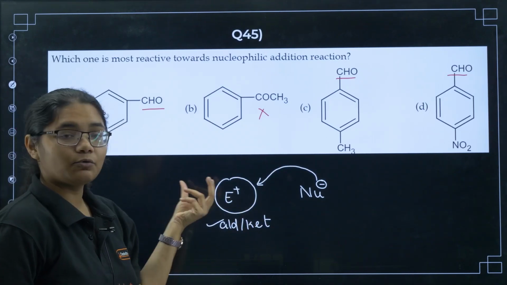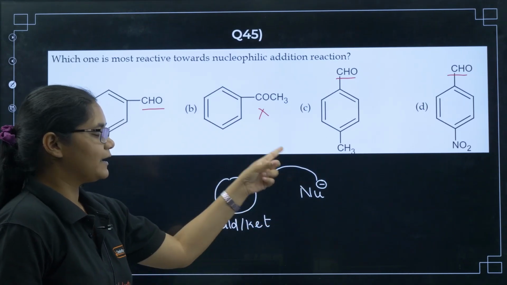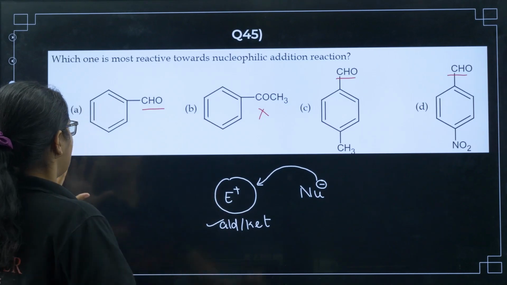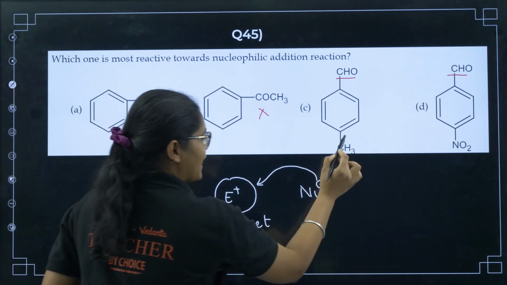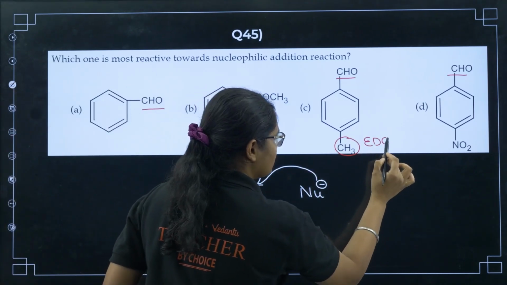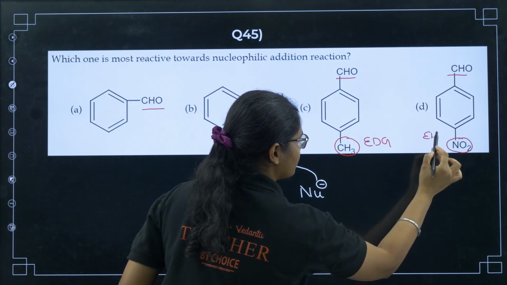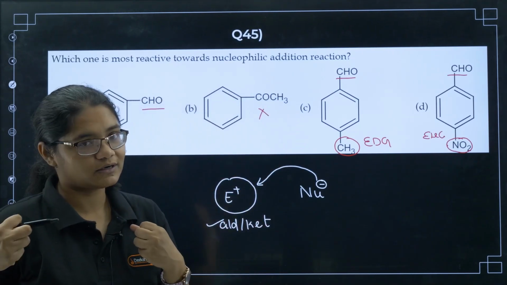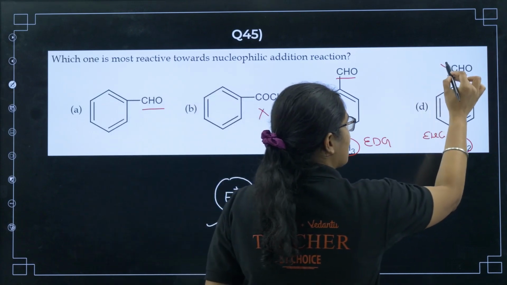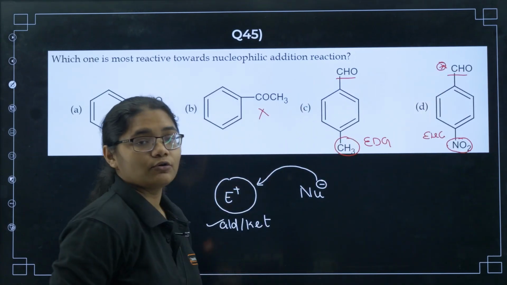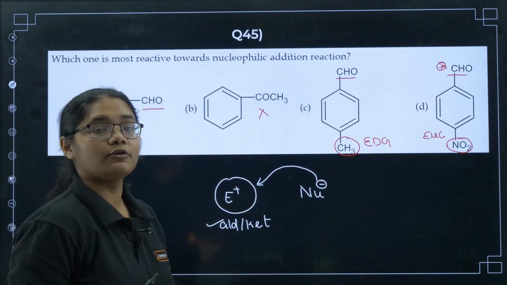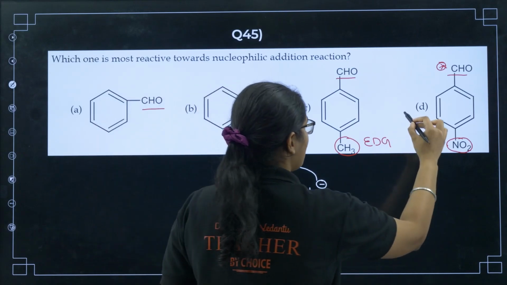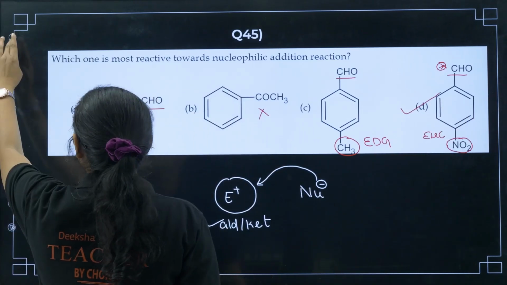So if the ring is more electron deficient, this attack will be faster, right? So here I don't have anything. Here I have an electron donating group, and here I have an electron withdrawing group. Now the electron withdrawing group is there, it will pull the electron towards itself. That means this carbon will become more and more electrophilic in nature, right? So the nucleophile will attack faster here, so option number D.